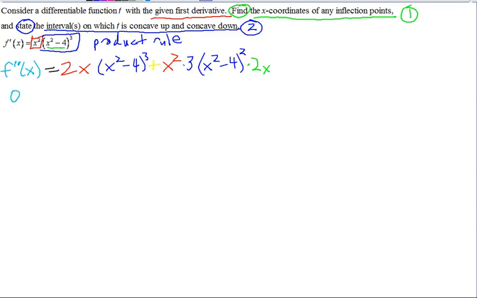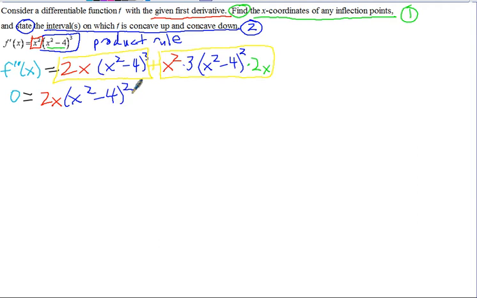And there's no denominator, so we don't have to worry about where it's undefined. But what we want to look for is a way to simplify this to solve for 0, and that's by factoring. So this is our first term, plus this is our second term. So what do we have as a GCF? Well, they both have 2x, so we can factor that out. And they both have x squared minus 4, cubed and squared, so we factor out the lower exponent, which is squared.